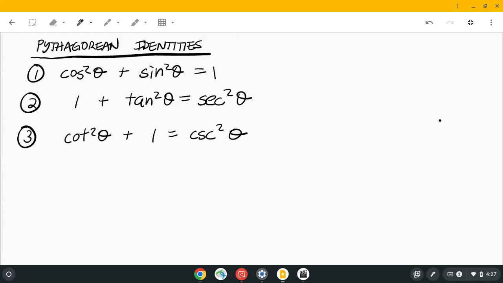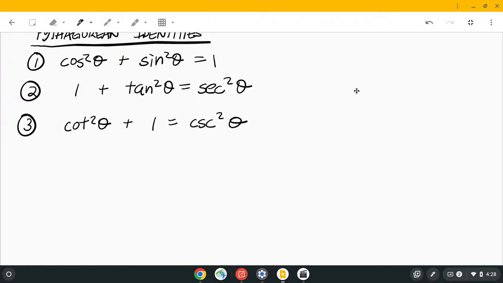I usually have students memorize just the first one. I think it's good to memorize all 3, but if you only memorize the first one, you can derive the other 2 and just write it on the top of your test. Okay, so let me show you why these hold true. So the rest of this video is showing you how we get these, where they come from.